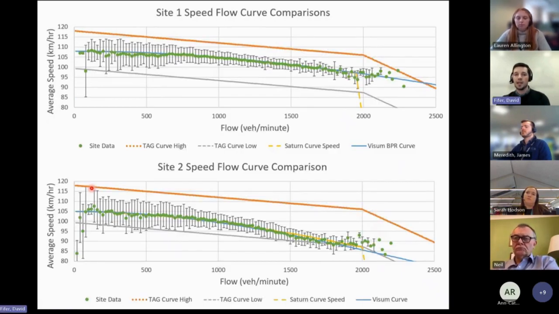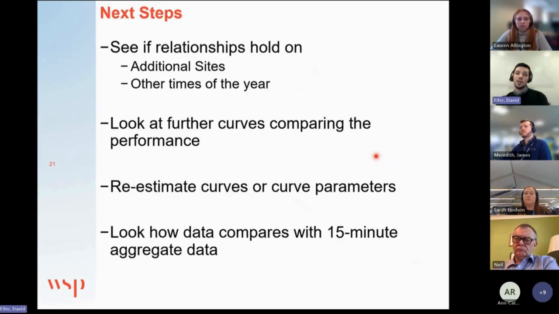So if we look at them side by side, we can see that these are similar data, and that you can define a speed flow curve that will fit through the data points mostly. So the next steps of this investigation are to see if the relationship holds on additional sites and in other times of the year, focusing on non-abnormal times. So we probably won't look at winter times where it becomes dark earlier, and in the summer where you've got tourist traffic as well. We'll probably be focusing in March, April, May time.